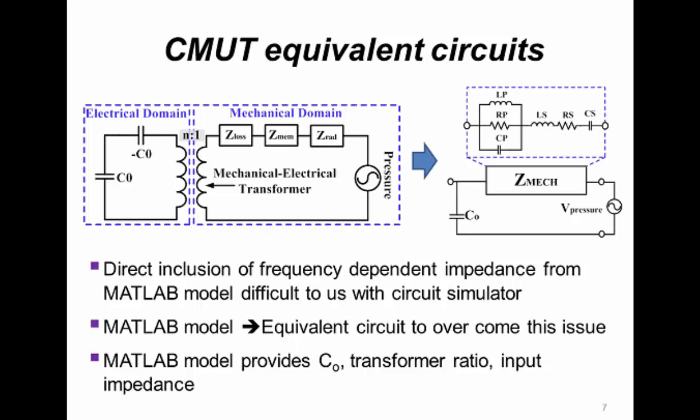So we got the C0, the transform ratio, and the input impedance of the CMUT from the MATLAB-based simulator, but that's the only thing we can get from the simulator. So we just want to make a simpler circuit model which can represent the CMUT accurately. This is our proposed equivalent circuit. It consists of the C0, and all the impedance except for the C0 is represented as the Gmac, and pressure is represented as a voltage source here.